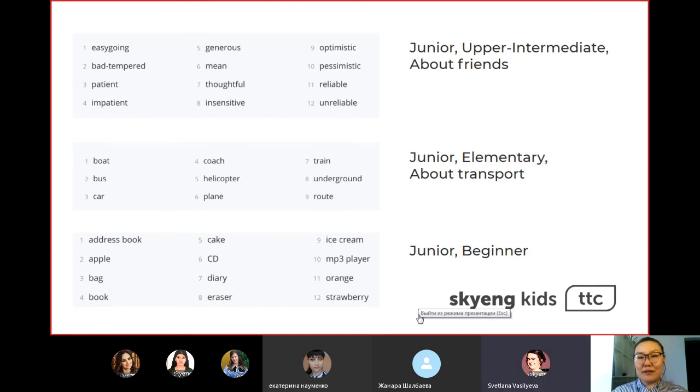So, ladies, has anybody chosen beginner? Okay. Mizgona, what about the context? What idea do you have? Because the group of words is quite complicated, right? Not really general and common words.